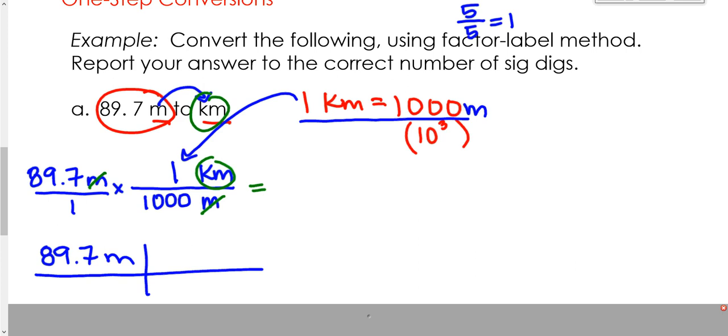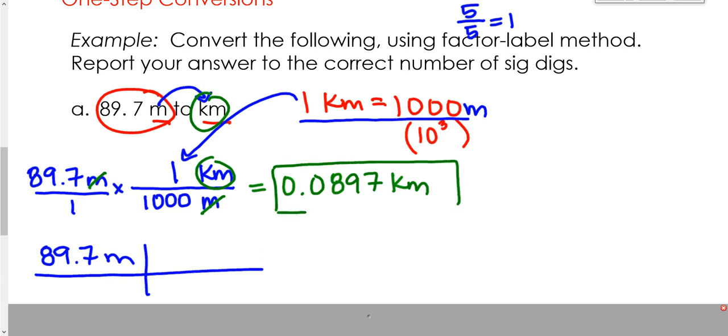And because the only unit I have left is the one I'm trying to solve for, I can write my equals. And this would be where I'd go to my calculator and I would type in 89.7 divided by 1,000. Now, do I need to also do this multiply by 1 here or this divide by 1 here? No, I don't, because multiplying and dividing by 1 doesn't change anything. So 89.7 divided by 1,000 would give me 0.0897 kilometers. Notice I have a number, I have a unit, and I do have correct sig digs here, which is 3, which we will talk about later if you haven't yet. So there's my answer for that example.